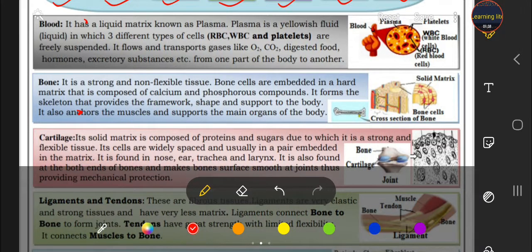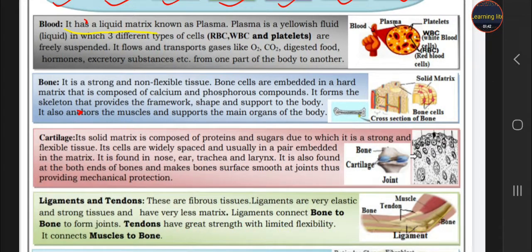Students, blood has a thick matrix known as plasma. Plasma is a yellowish fluid in which three types of cells, that is RBC, WBC and platelets, are suspended. It flows and transports gases like oxygen and carbon dioxide. It also carries digested food, hormones and excretory substances from one part of the body to another.